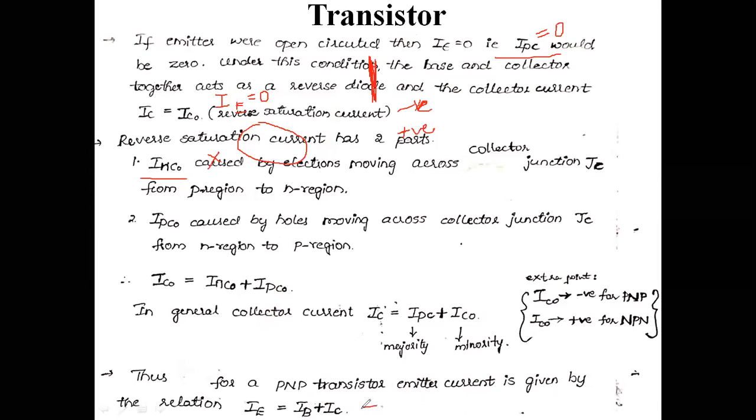From KCL, IE minus IB minus, it is the summation of all the currents across the node. Those currents which are entering are treated as positive and leaving currents are treated as negative. Like that, IE minus IB minus IC is equal to 0. From that equation, IE is equal to IB plus IC. Like that, I can write the emitter current as IE is equal to IB plus IC. That is the final equation we are going to write here. That is, emitter current is the combination of both base current as well as collector current. Okay, this is very very important.